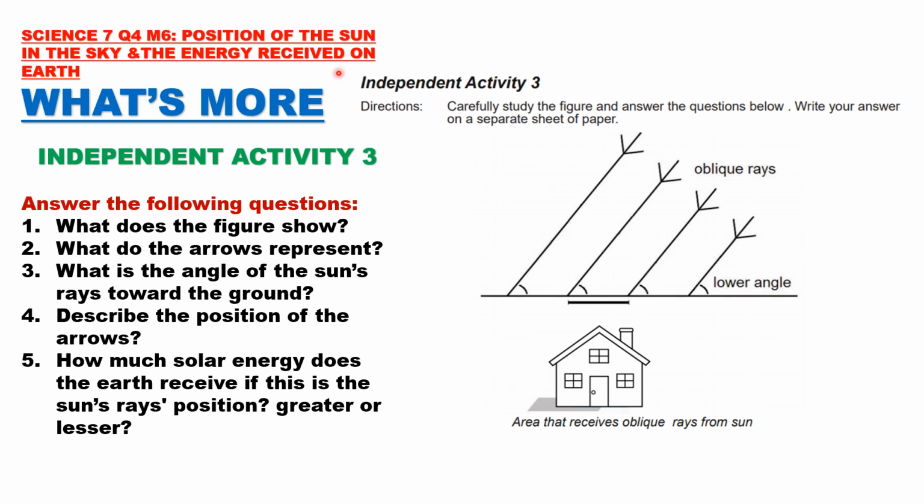Independent Activity 3. Carefully study the figure and answer the questions below. Question 1. What does the figure show? 2. What do the arrows represent? 3. What is the angle of the sun's rays toward the ground? 4. Describe the position of the arrows. And 5. How much solar energy does the Earth receive if this is the sun's rays position, greater or lesser?